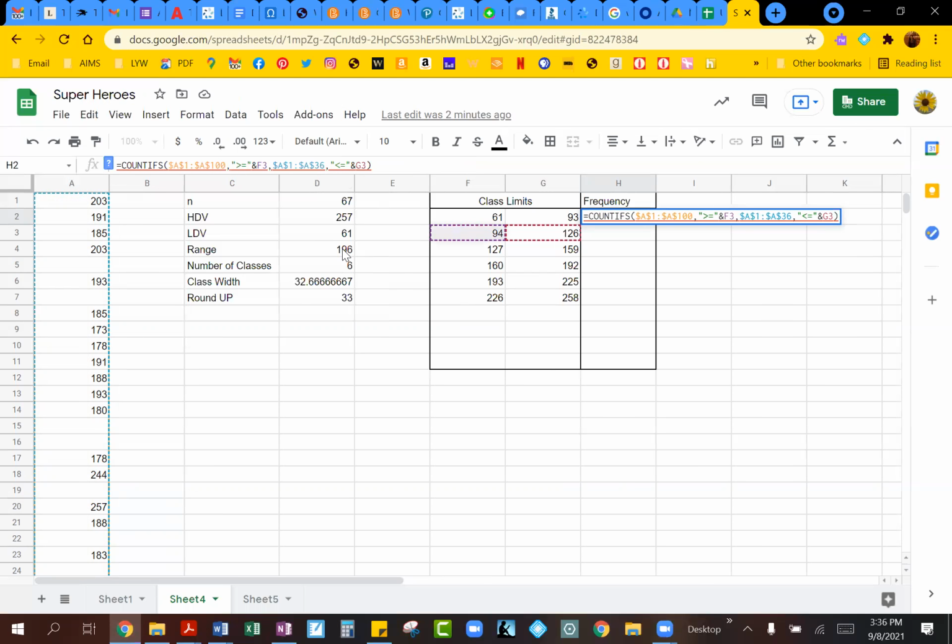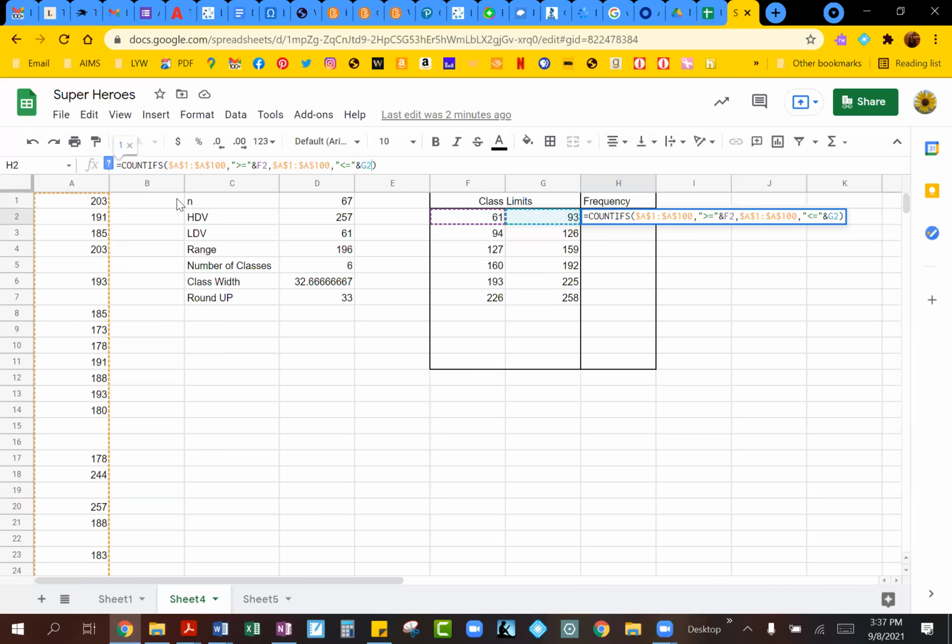So I know for my first cell, I needed to go from the smallest number of 61 to the largest number of 93. So I'm actually going to put my cell numbers, F2 and G2, instead of actually putting in 61 and 93. Because if your data value changes or anything changes, you don't have to go in and change each one of your formulas separately. So if you use the cell numbers instead of the actual value, it really makes your calculations easier.